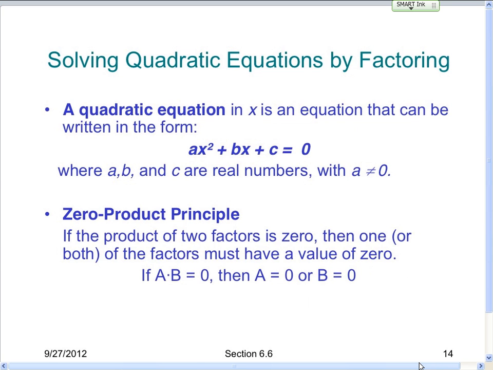All right. A quadratic equation is quadratic. We have an x squared. But an equation now, we have it equal to something. We have it equal to 0.